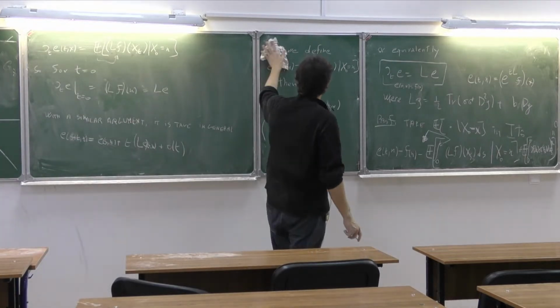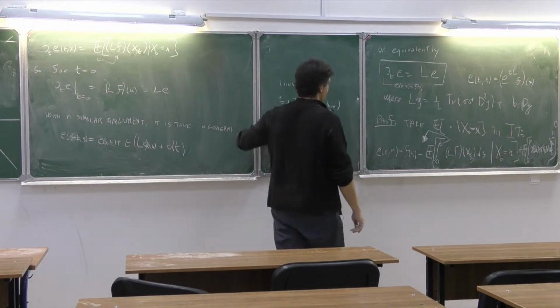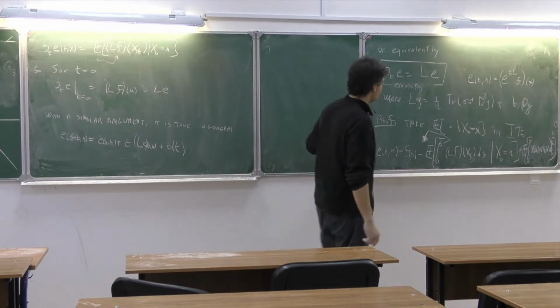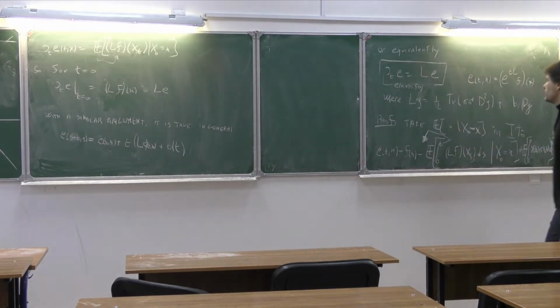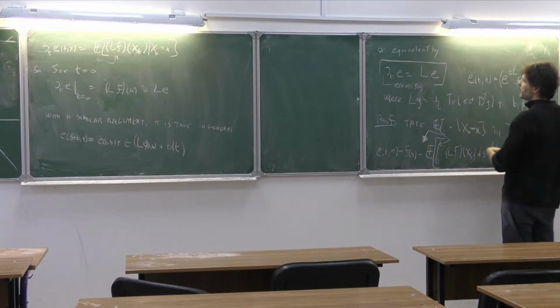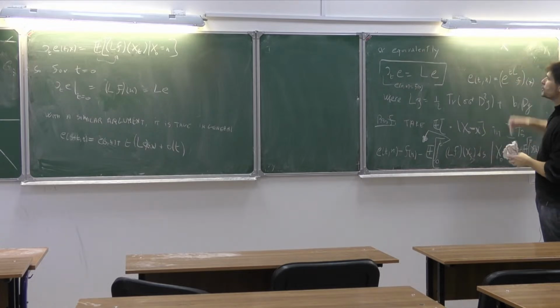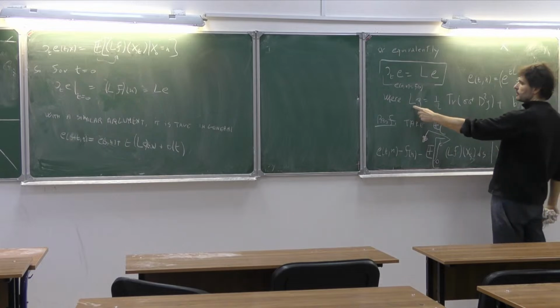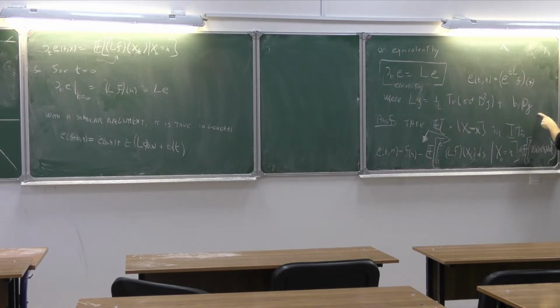So this is just in the Markov processes language. This just means that this Markov process X has as its generator this operator L: second derivative plus B times the first derivative. It's a linear operator.